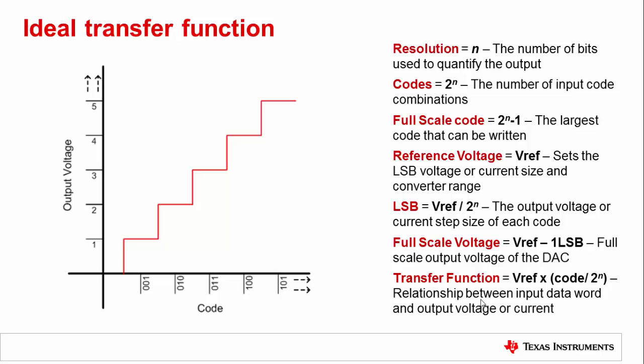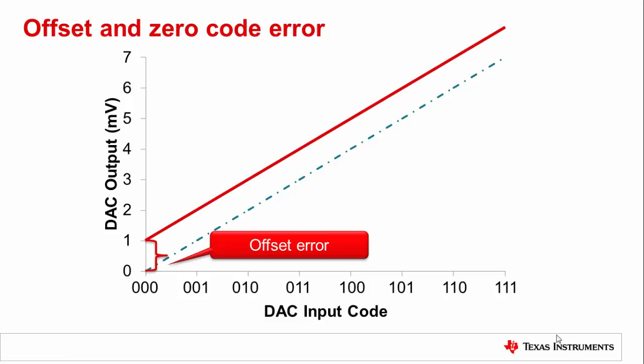Inherent in all precision DAC architectures is an inability to actually reach the reference voltage at the output, even assuming perfect resistor values. The full-scale output for a DAC is defined as Vref minus 1 LSB. As the resolution of the DAC increases, this error becomes less and less noticeable. Finally, we can define the ideal transfer function of a DAC as Vref times the input code over 2 to the n.